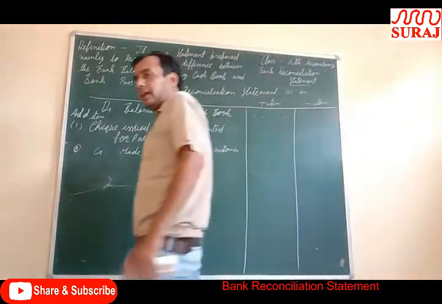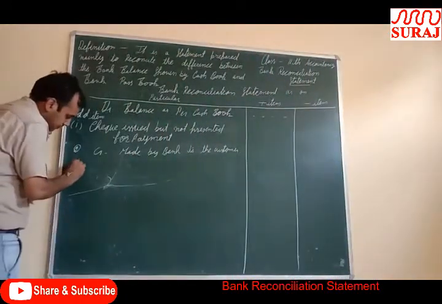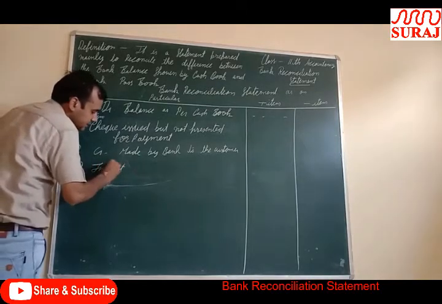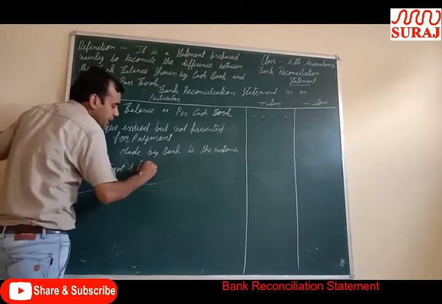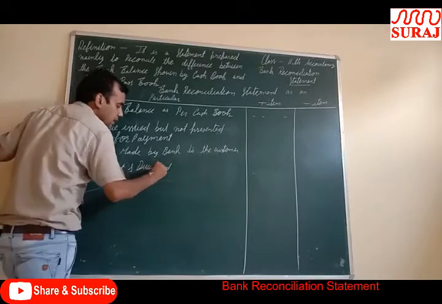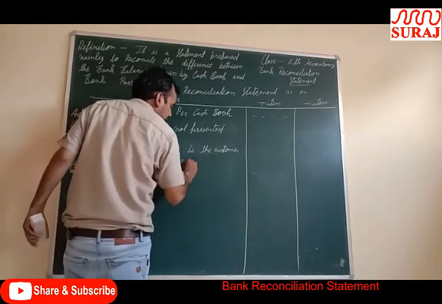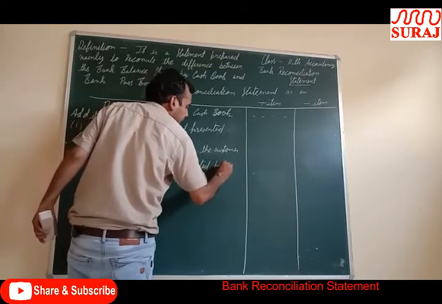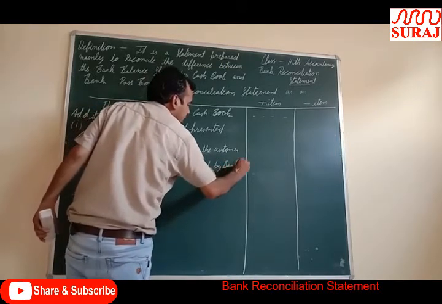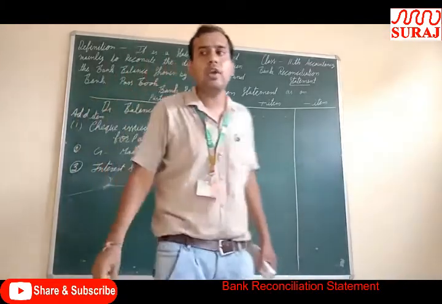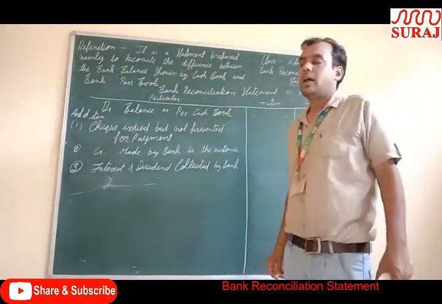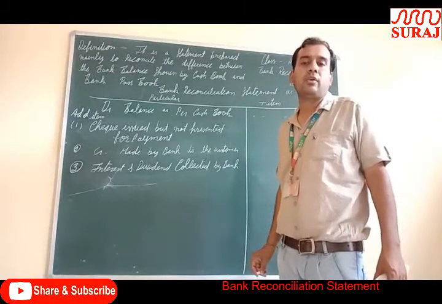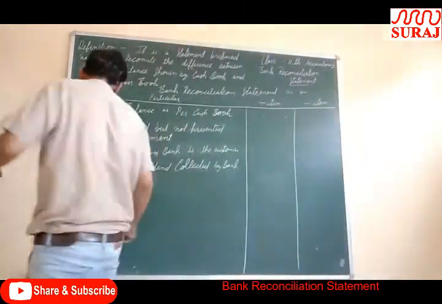Next, interest and dividend collected by the bank. Any interest and dividend collected by the bank will increase the passbook, and there is no effect on the cash book. Then to reconcile, you will increase the cash book and that will be your plus item.